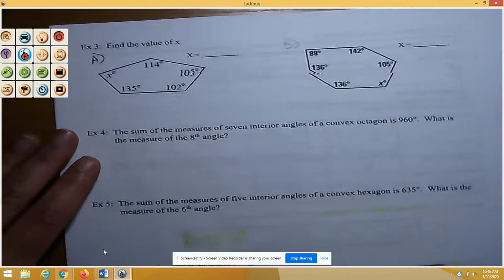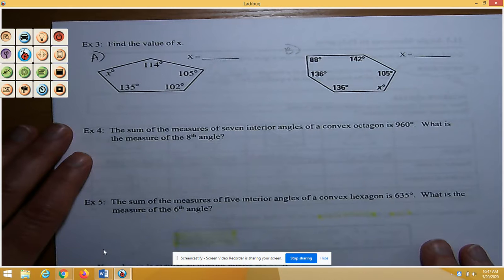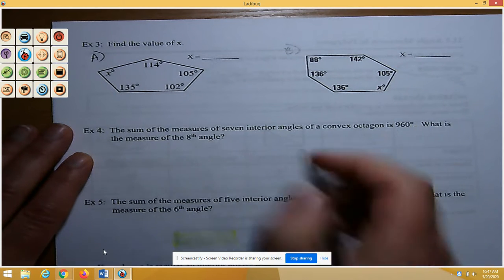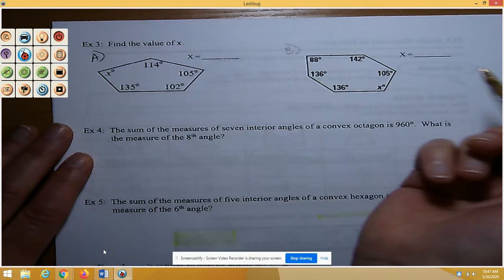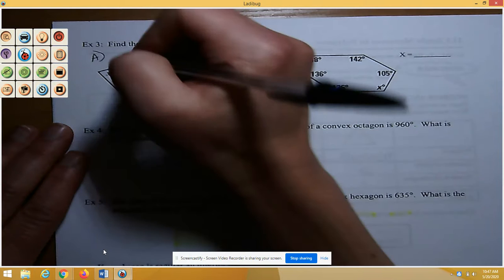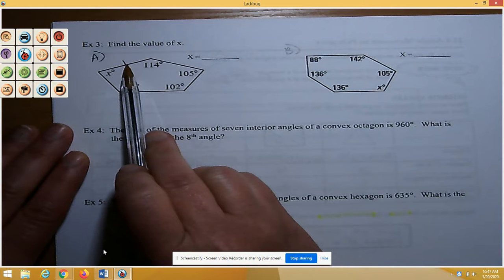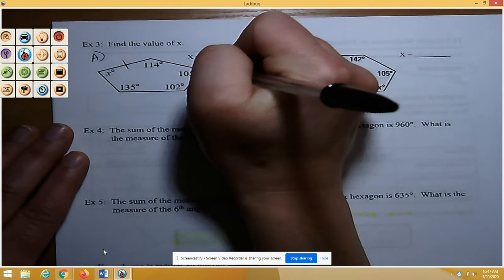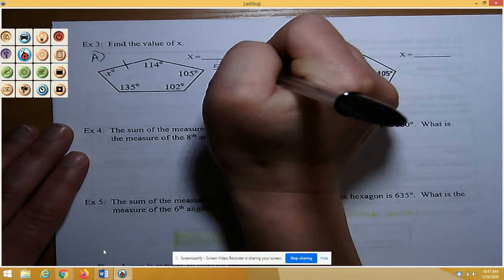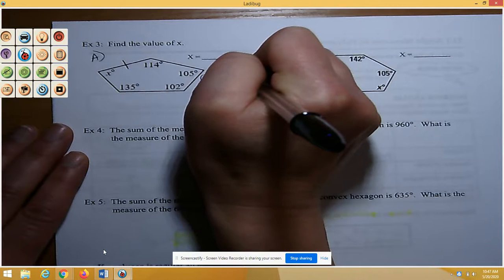All right, on the top of page 2, example 3a, find the value of x. The first thing you need to know is this is a convex polygon. How many sides does it have? The strategy that I like to use when I'm counting sides is to mark a side as my starting point. So this is my first side, and that way I know when to stop. Side 1, 2, 3, 4, 5. I have 5 sides. Now I'm going to do 5 minus 2 times 180, and we get 540 degrees.